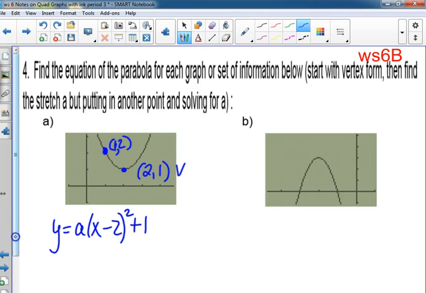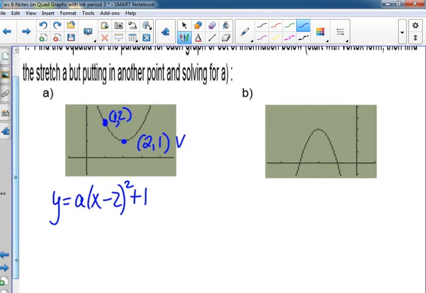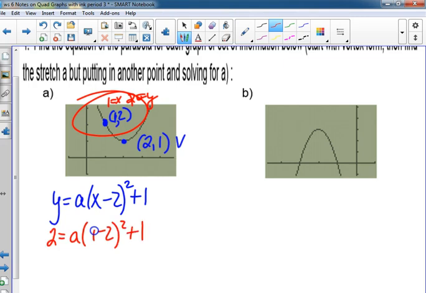All right, so we're going to put in another point. I picked 1, 2 and hope that this works out nicely. Where am I going to put the 1 and the 2? The 1 is the x value and the 2 I'm going to put in for the y value, right? So I'm going to have 2 equals a times 1 minus 2 squared plus 1.